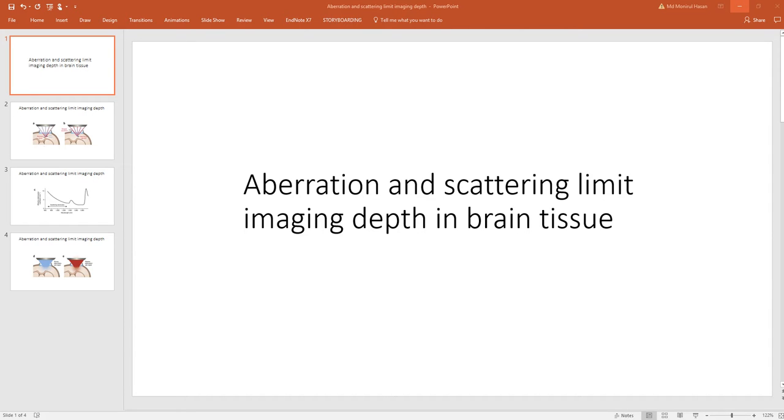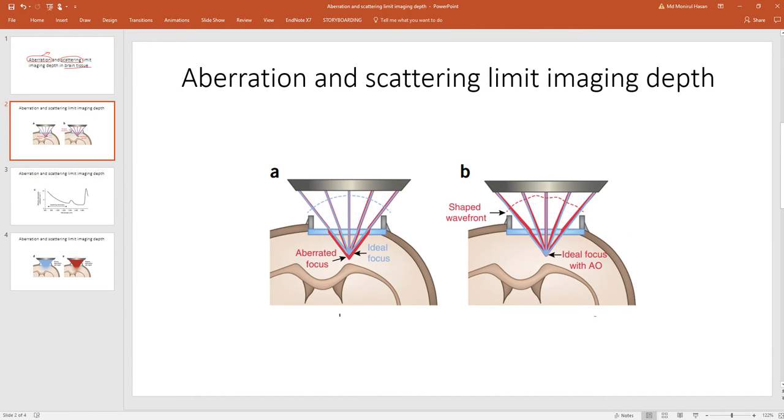Now I will talk about how the aberration and the scattering limit the depth of the image in the brain tissue. So aberration and the scattering, like why they limit the imaging depth in the brain tissue. What is the problem? I'll talk about that. Say for example we are trying to take the image of the brain tissue. Here is the brain. So ideally the focus should be here. But due to the aberration of the tissue, we will see the focus here.